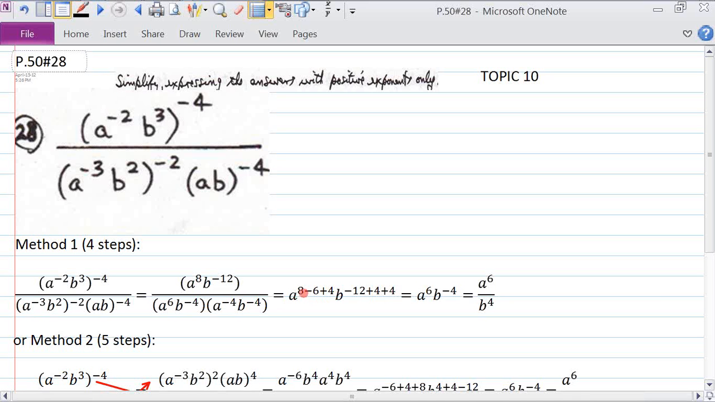Now I collect: I've got 8 minus 6, which is 2. 2 plus 4 is 6. For b, minus 4 plus 4 is minus 8. Minus 8 plus 4 is minus 4. So this is just arithmetic to go from here to here.